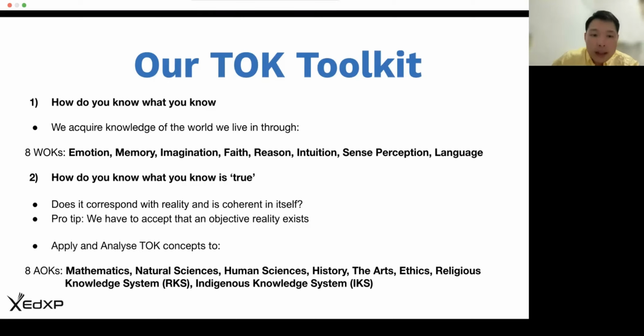So that will go into the next question. How do you know what you know is the true view of the world? Very simply, you just got to ask yourself whether or not something is true. You got to ask yourself whether it corresponds with reality and whether it is coherent in itself. Coherent in itself just means there's no contradiction. And corresponds with reality.